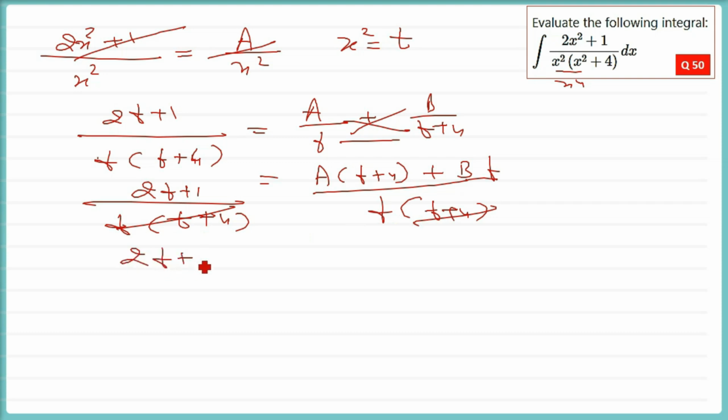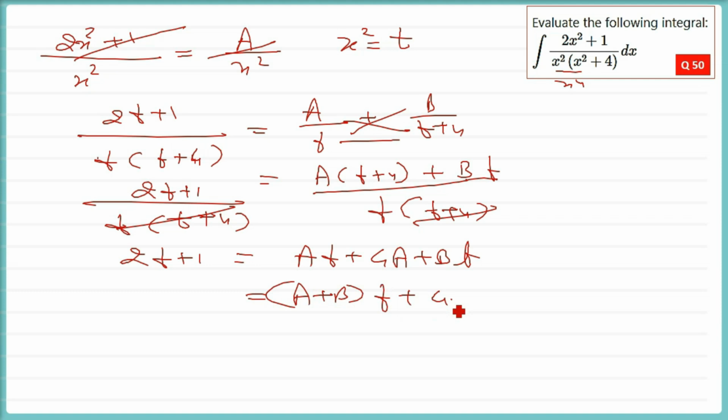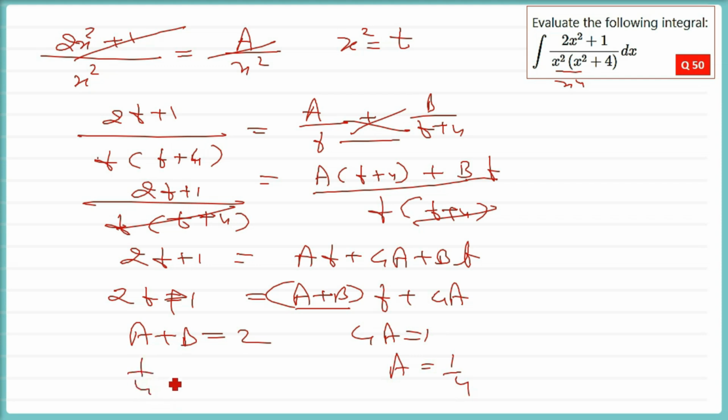It's not differentiation. So this a into t plus 4a plus bt equals 2t plus 1 on the left. Combine the terms, so a plus b into t, and then we have 4a. Now equate it. A plus b will come as 2 and 4a will come as 1. So a becomes 1 by 4. You can put it here, 1 by 4 plus b equals 2. So b will be 2 minus 1 by 4, that is 8 minus 1 by 4, 7 by 4 will come. Now put it here in this one. And you need to integrate as well.